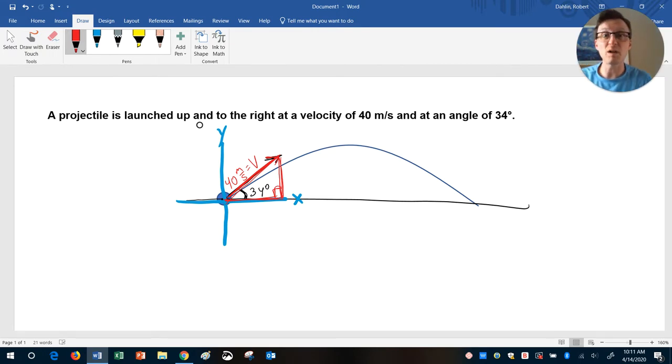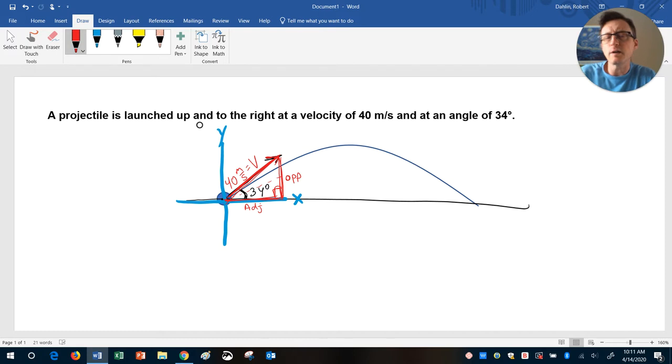It might be our marble launchers. It might be out of a cannon. You might be throwing something or kicking something. That's all we know. All we know is it's launched up and to the right at a speed of 40 meters per second, at an angle of 34 degrees. Now, this side of the triangle would be the opposite side of our angle, and this side here would be the adjacent. If you don't remember that, that's listed and shown on your equation sheet.